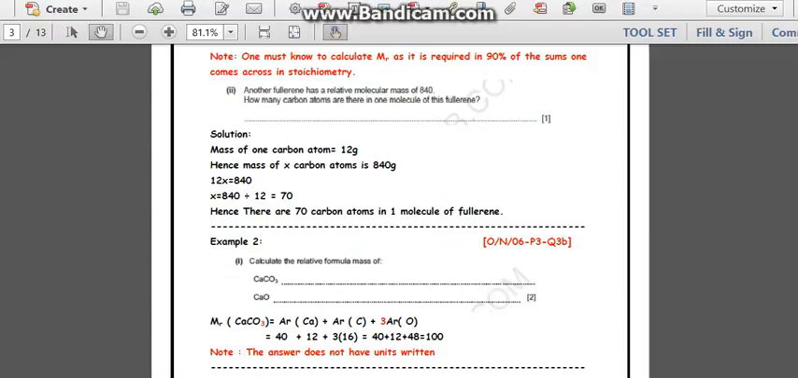The second question is a direct calculation of the relative formula mass of CaCO3 and CaO. Mr of CaCO3 equals Ar of Ca plus Ar of C plus 3 times Ar of O. That gives you a total of 100. Again, no units have been written.